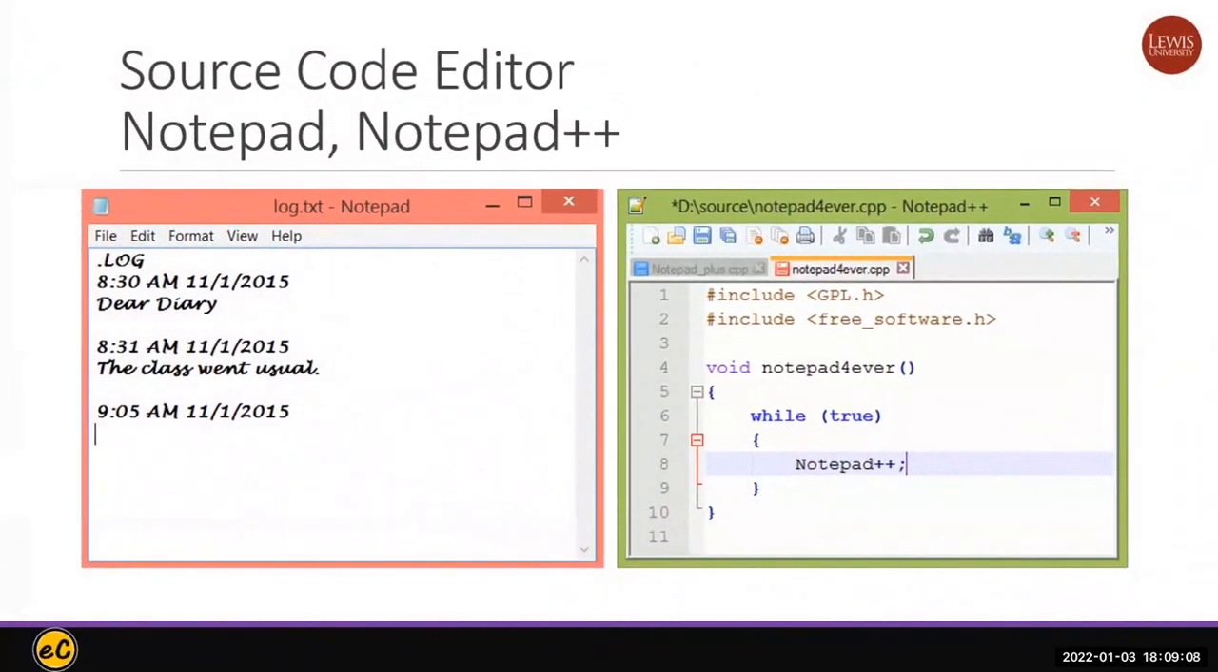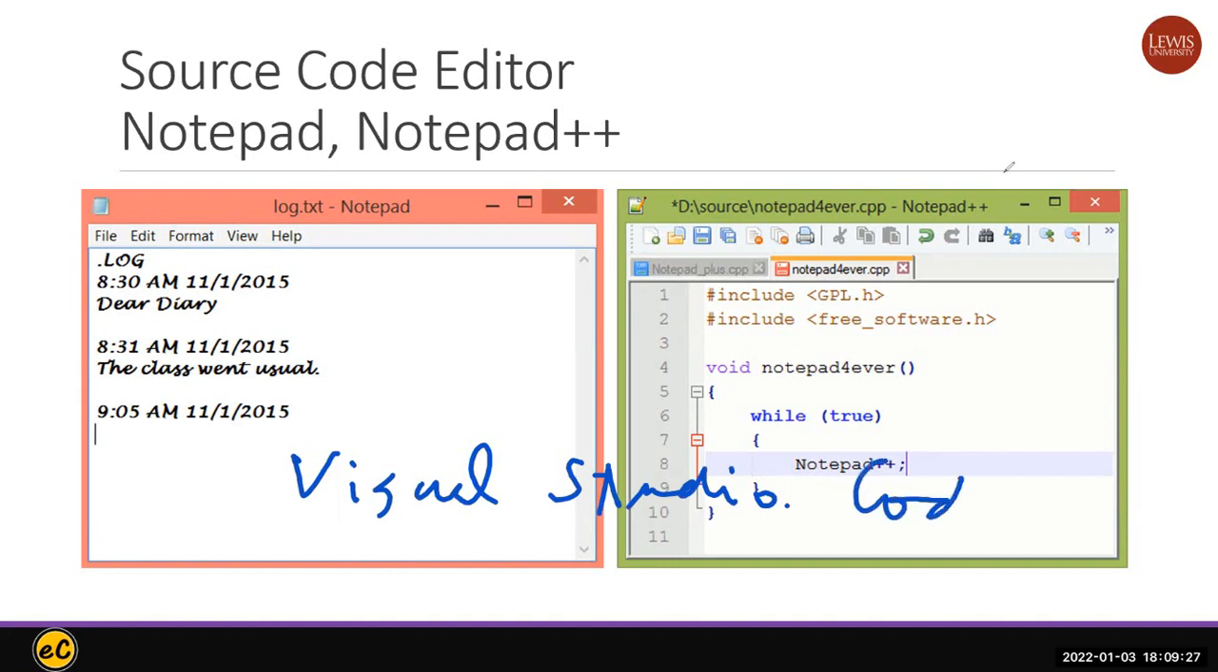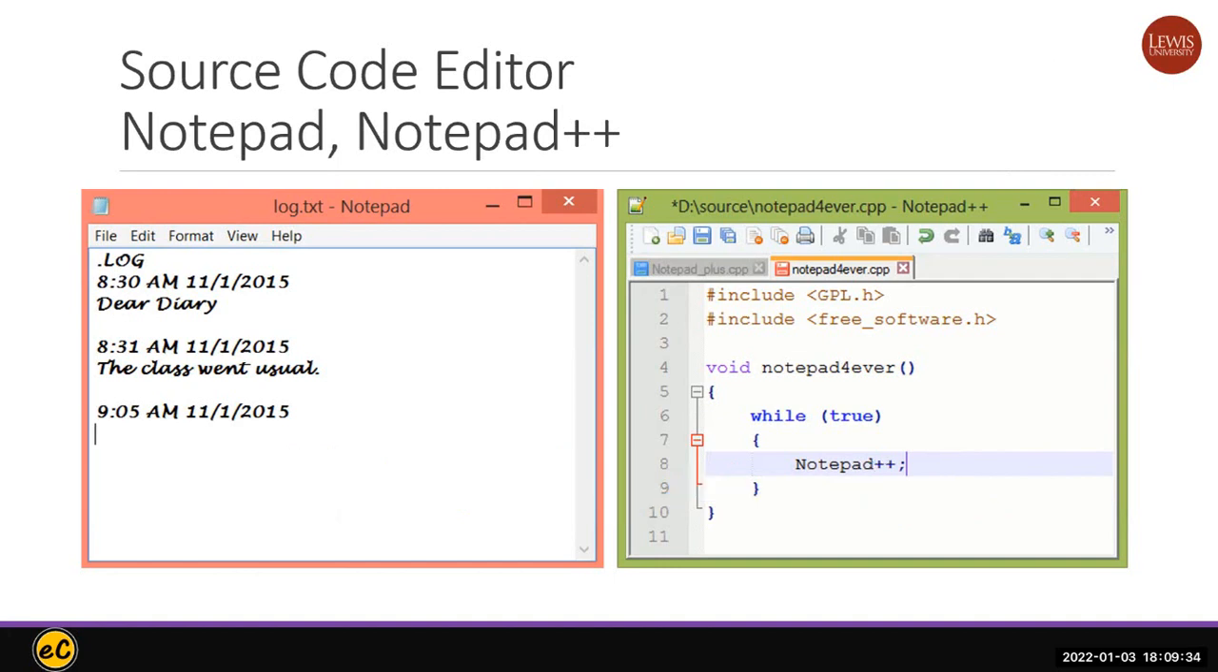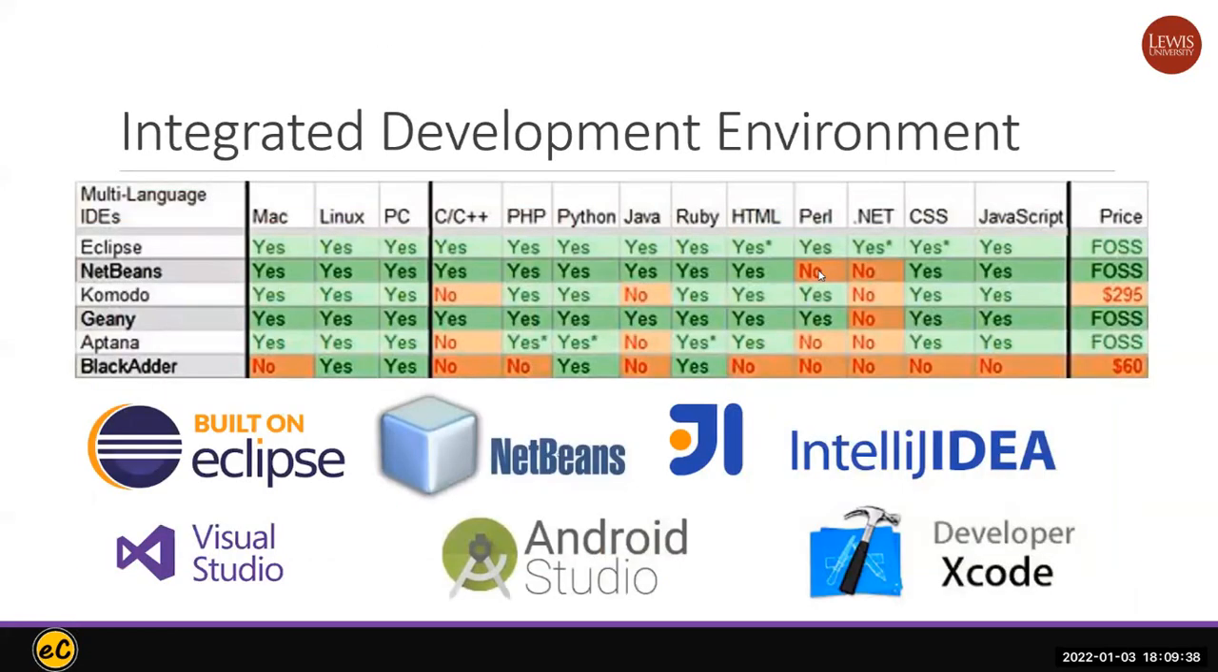Next one, source code editor. We have Notepad++. In our course examples, I use Notepad++ and also Visual Studio Code. Nowadays, Visual Studio Code has become more popular. It is a lightweight editor, but it's cross-language. I prefer Visual Studio Code now, and it's supported by Microsoft, so the tool is very robust.